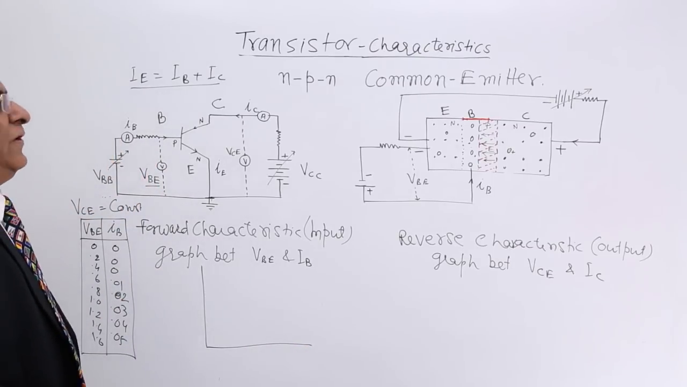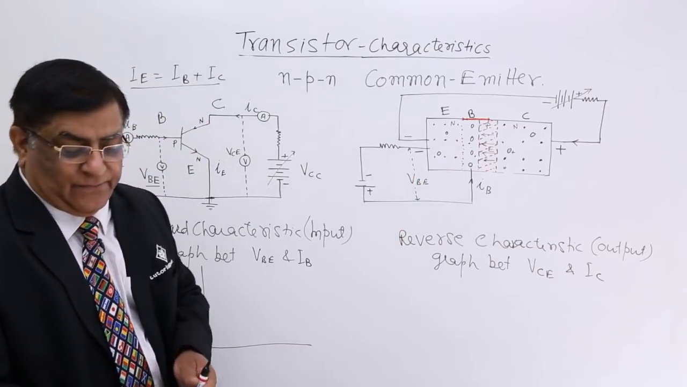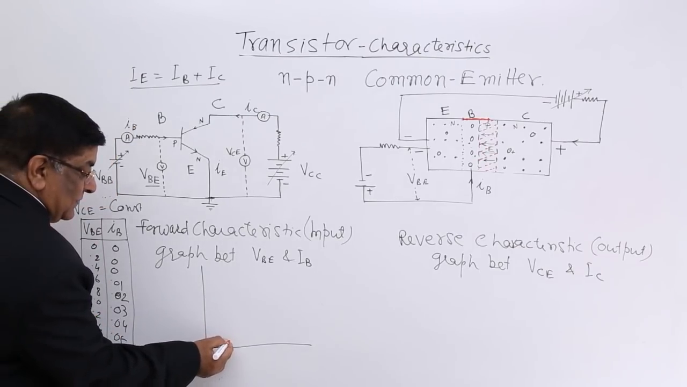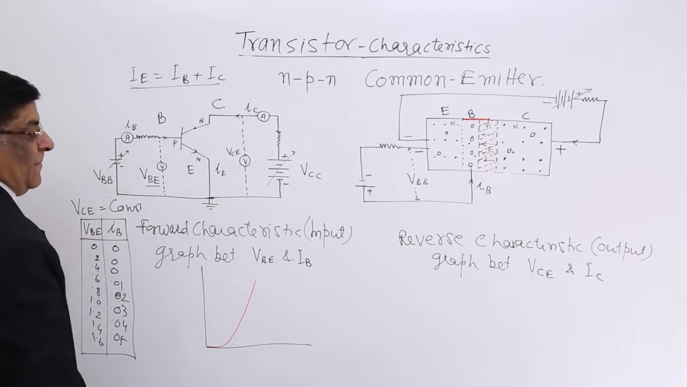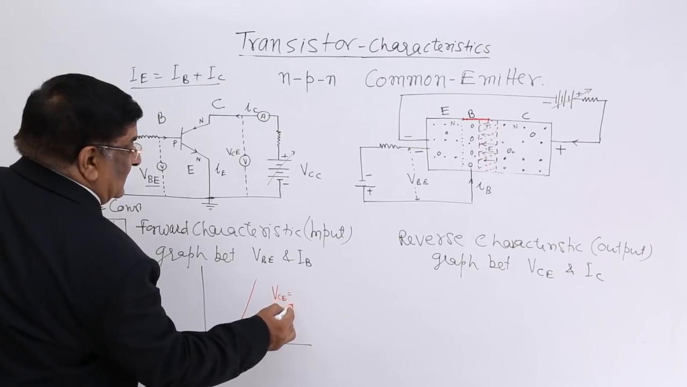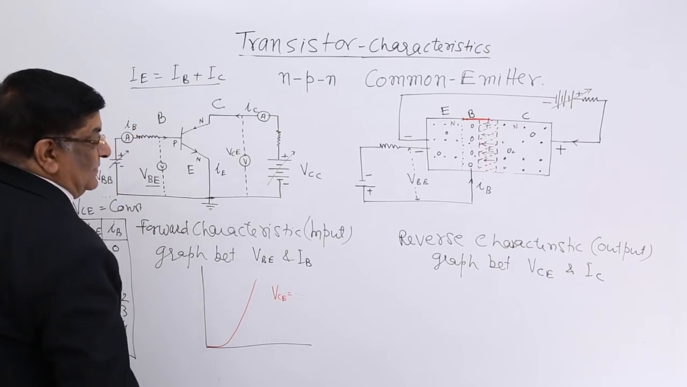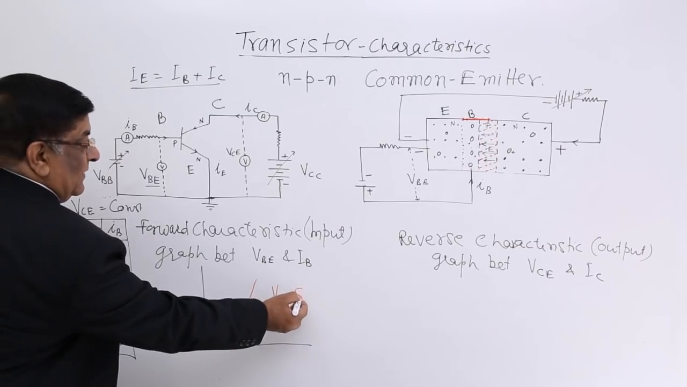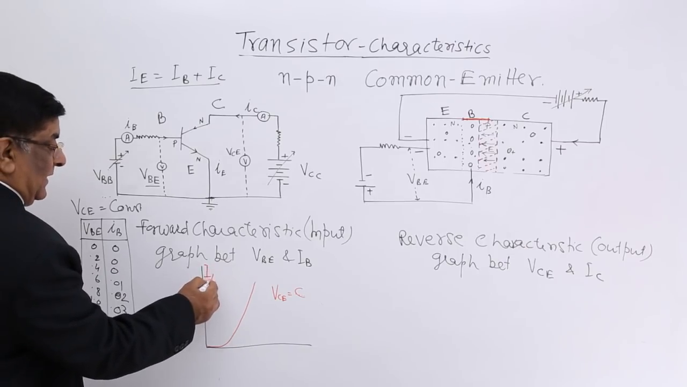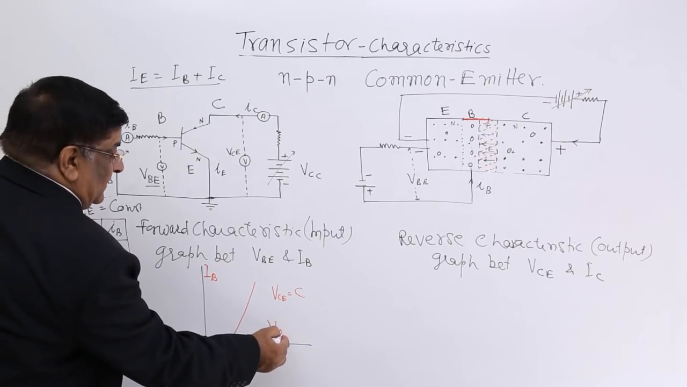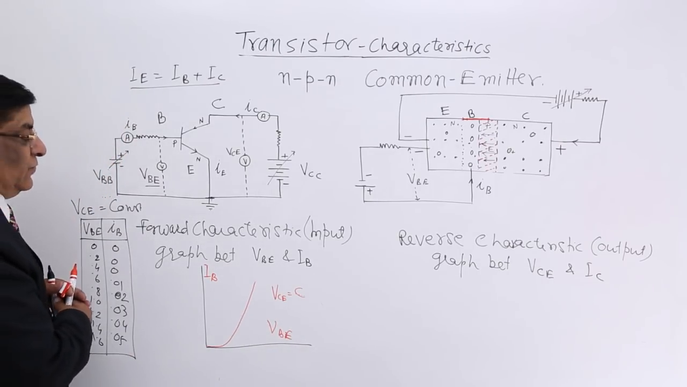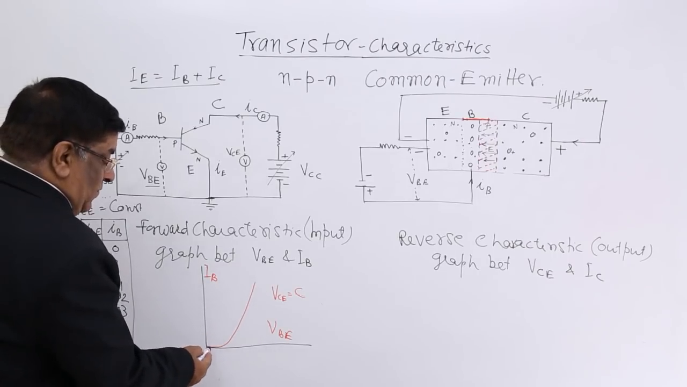And this graph you have already studied. This is a forward bias graph. So when you make this graph, it simply comes like this. Here we write that VCE is kept constant at a particular voltage. That value we put here, and this is the graph between IB and VBE.